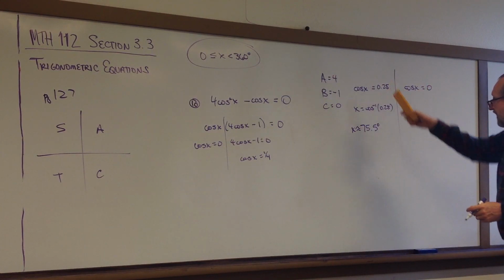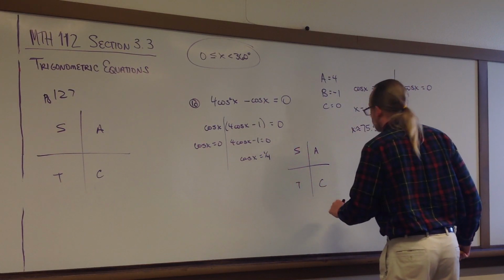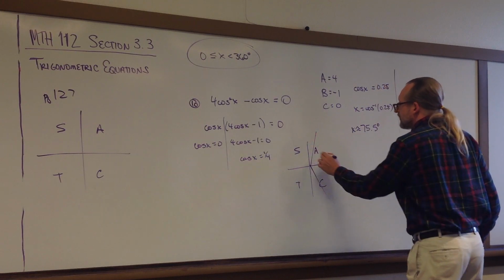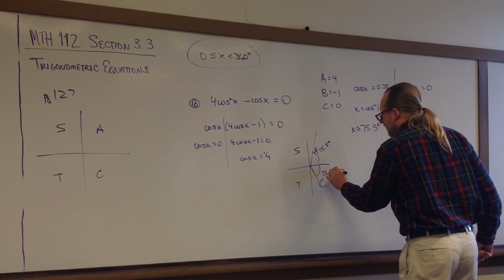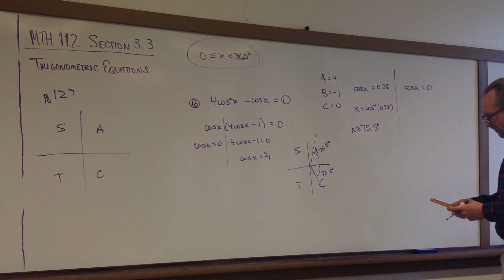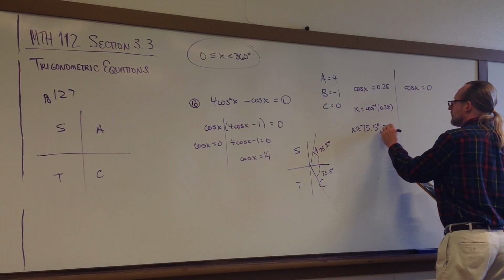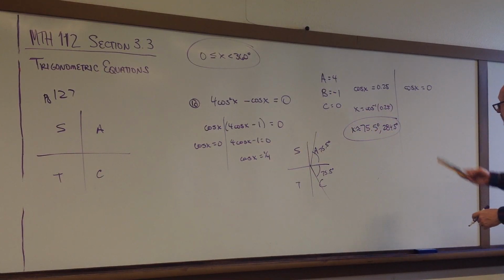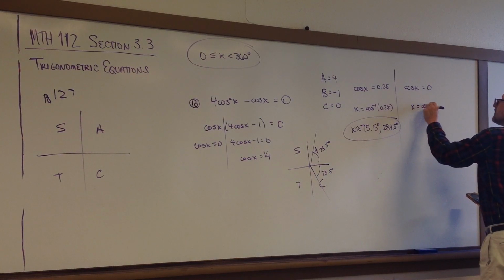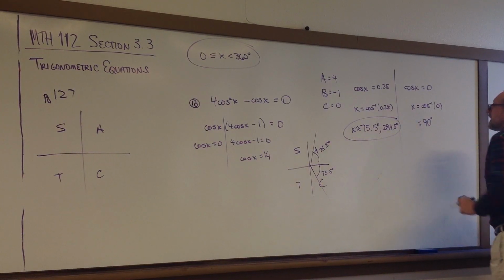Okay, that's a positive answer. All right, so the cosine is positive in the first and fourth quadrant. So here's 75.5 degrees. Here's the reference angle of 75.5. And to get that angle, we need to do 360 minus 75.5. And that'll give us 284.5 degrees. So there's two solutions. Over here, x is the inverse cosine of 0. And that's going to give us 90 degrees.